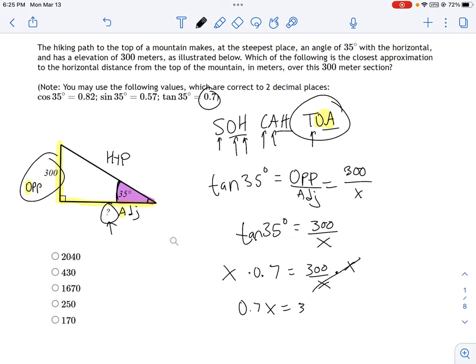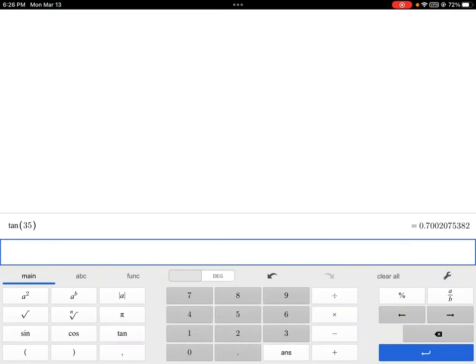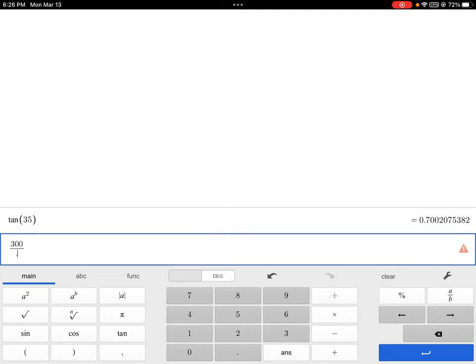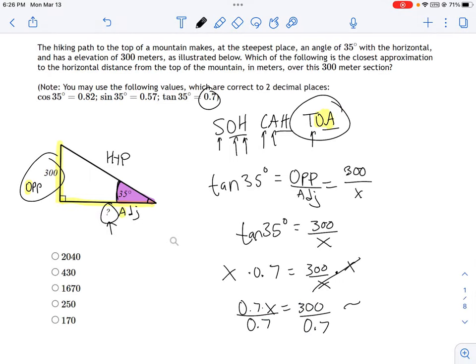How would you solve for x? That's your goal, to get x alone. 0.7 is next to it, being multiplied, and we undo multiplication with division. So divide both sides by 0.7. This is a little more calculator friendly if you have a calculator that can't do your trig functions. So 300 divided by 0.7 is approximately 428.57. Then you look at the closest answer, which in this case is 430.